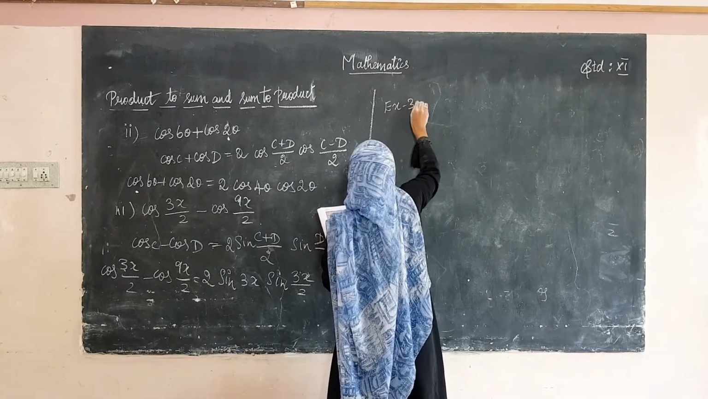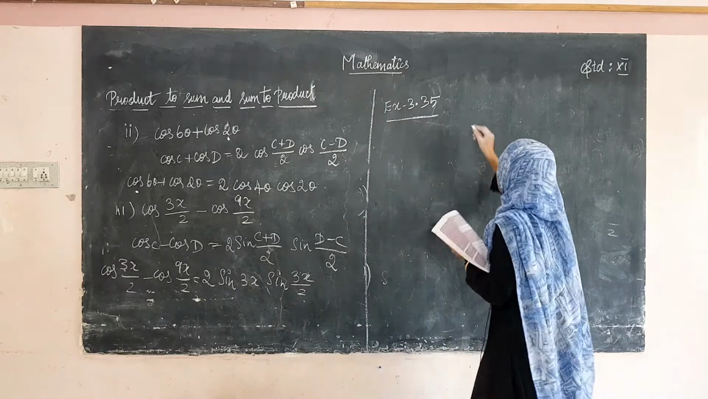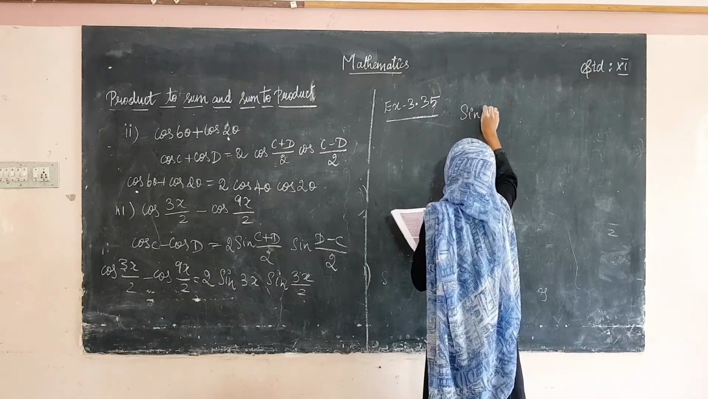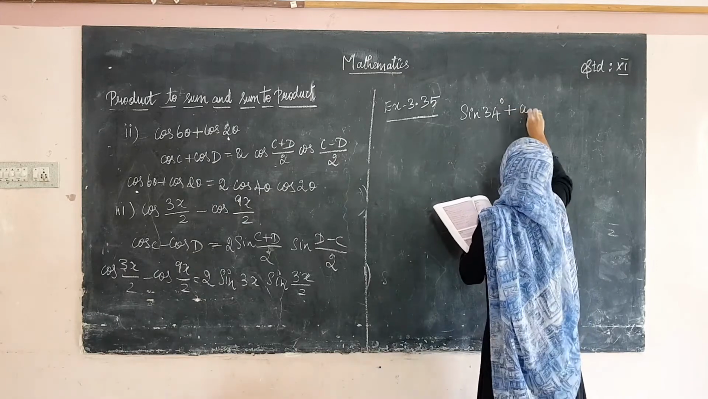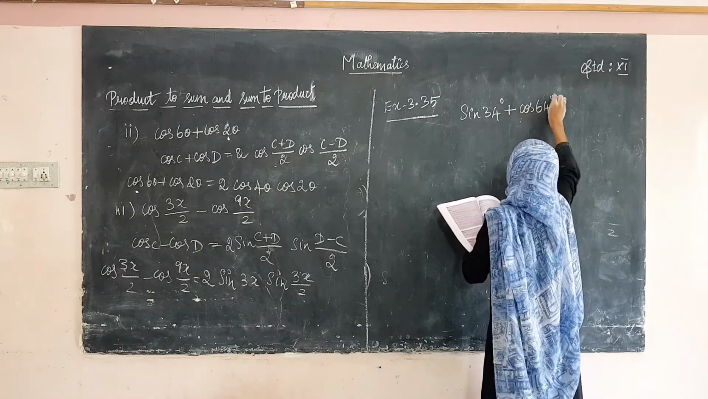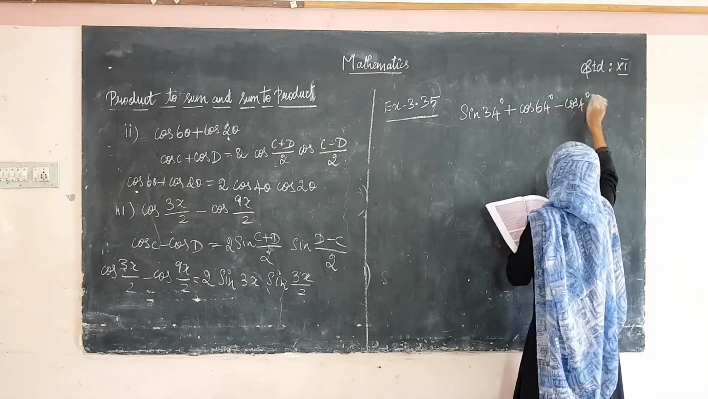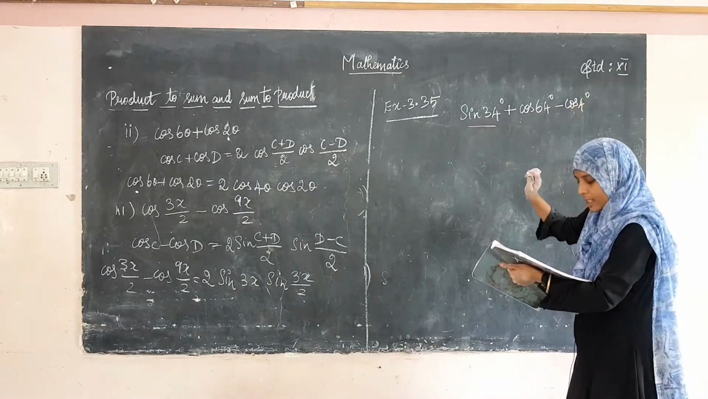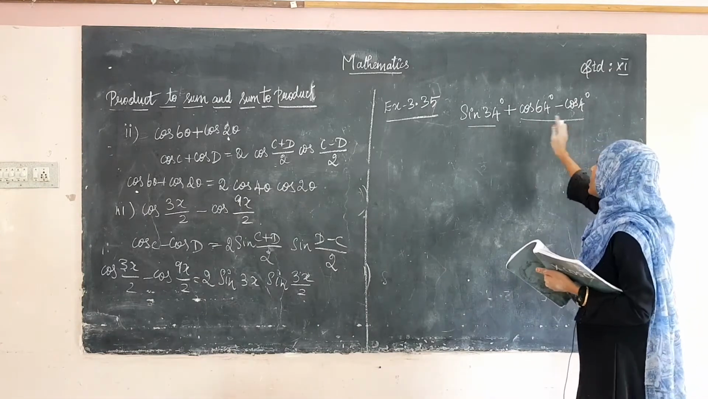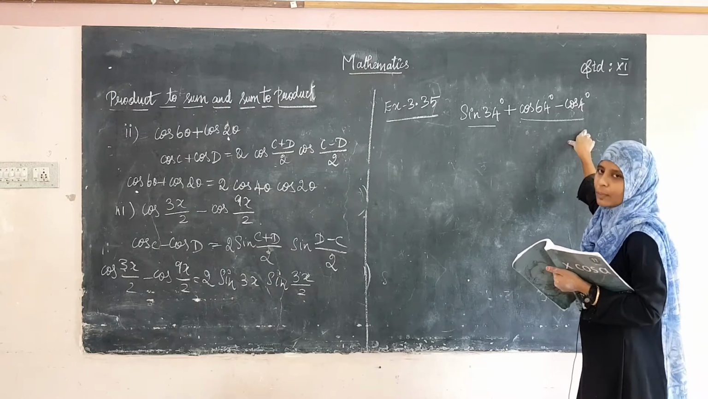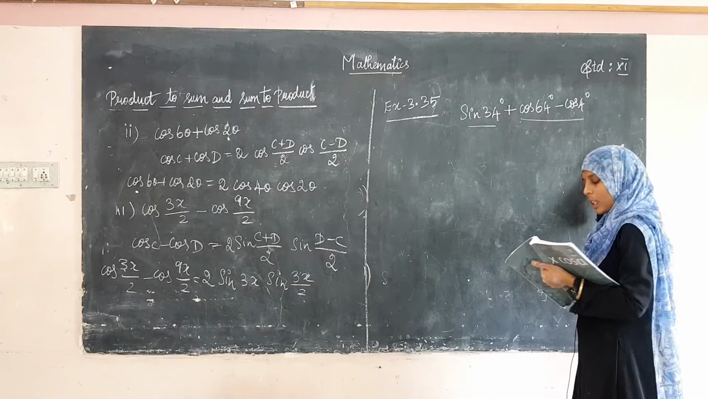Example number 3.35. Find the value of sin 34 degree plus cos 64 degree minus cos 4 degree. Okay, now let us keep this as it is. Now let us move on to these two terms. This is cos A minus cos B. Okay, so let us expand this. Let us move on to the product.